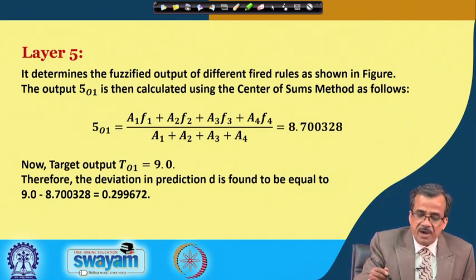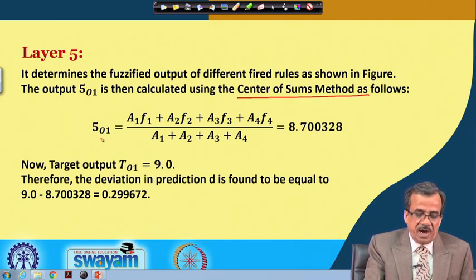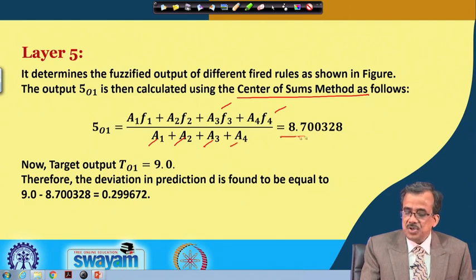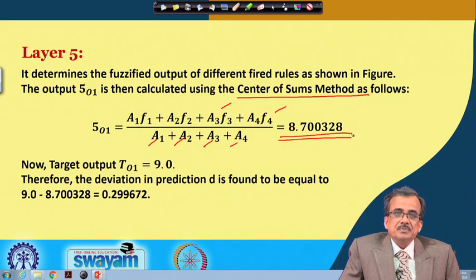Now, this is the way we determine the crisp output for a set of input parameters. That means, on layer 5 we carry out this type of defuzzification using the center of sums method, and this O51 is nothing but the output of the first neuron lying on the fifth layer, that is A1 F1 plus A2 F2 plus A3 F3 plus A4 F4 divided by A1 plus A2 plus A3 plus A4. So, you will be getting this as the crisp output.